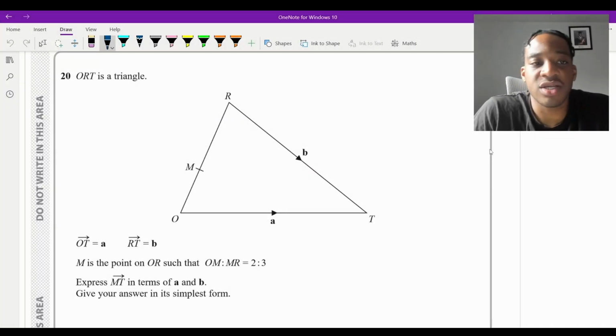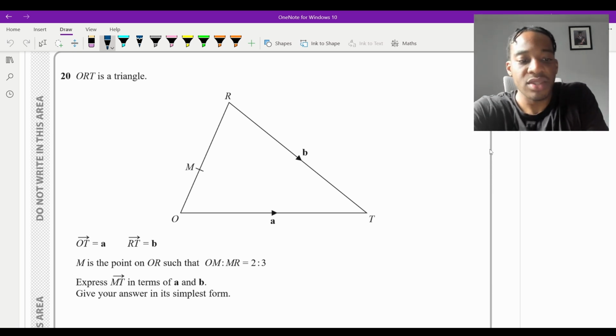Okay, so question 20 says ORT is a triangle. They've told us that OT is equal to a and RT is equal to b. These are vectors. It says M is the point on OR such that the ratio of OM to MR is 2 to 3, and we need to express MT in terms of a and b. Give your answer in the simplest form.